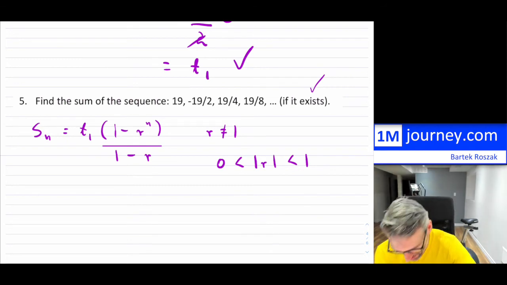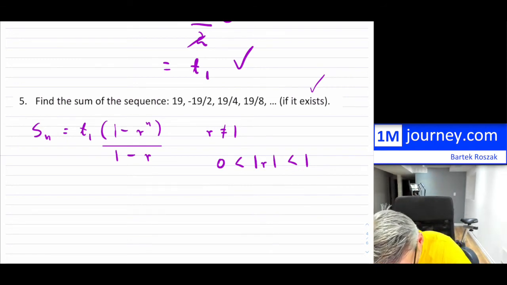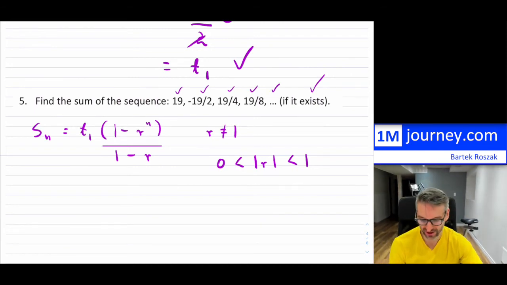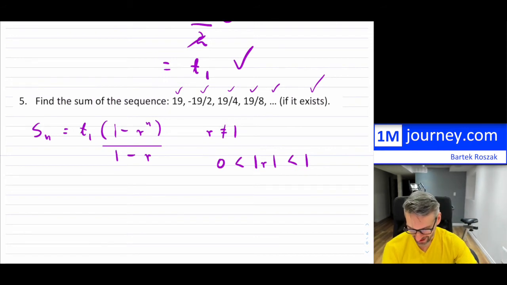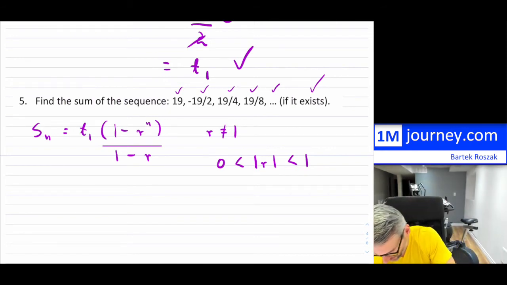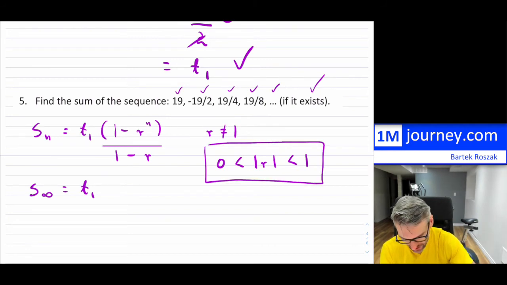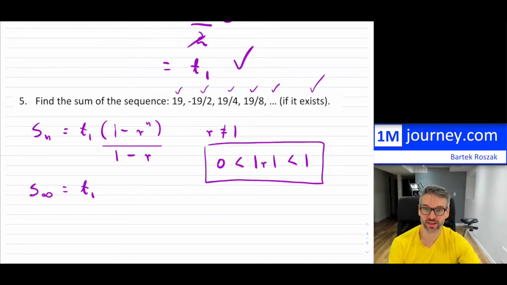Sometimes what students will do is just take these 4 terms and give me the sum. Now, don't forget that it says dot, dot, dot. That means it keeps going forever. So if it is going forever, we're finding this at infinity. And we just have to make sure that the ratio is between 0 and 1. And if it is, then we're good to go.